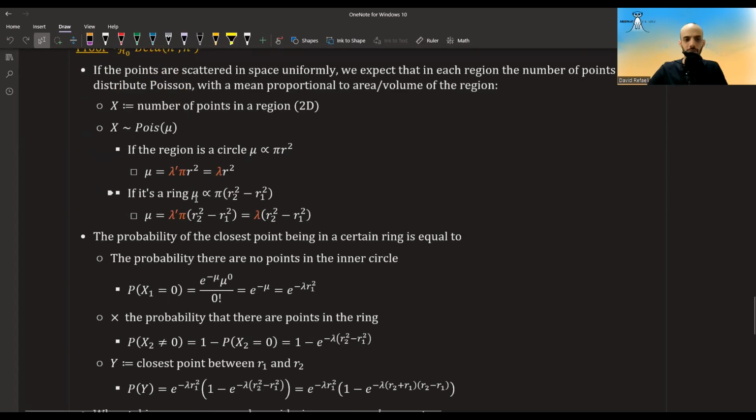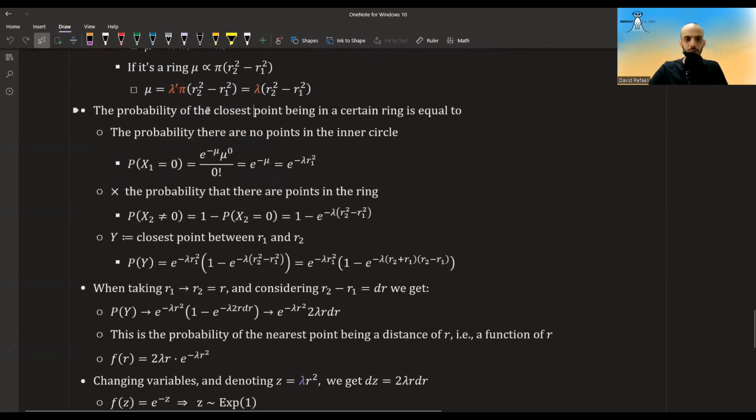And in case we have a ring, so an outer circle and an inner circle, the area is just this thing. So the area of the outer circle minus the area of the inner circle. We can do the same trick again with the lambda dash and unite it with the pi to get this. Now, the probability of the closest point being in a certain ring is equal to the product of two probabilities. The first is the probability that there are no points in the inner circle.